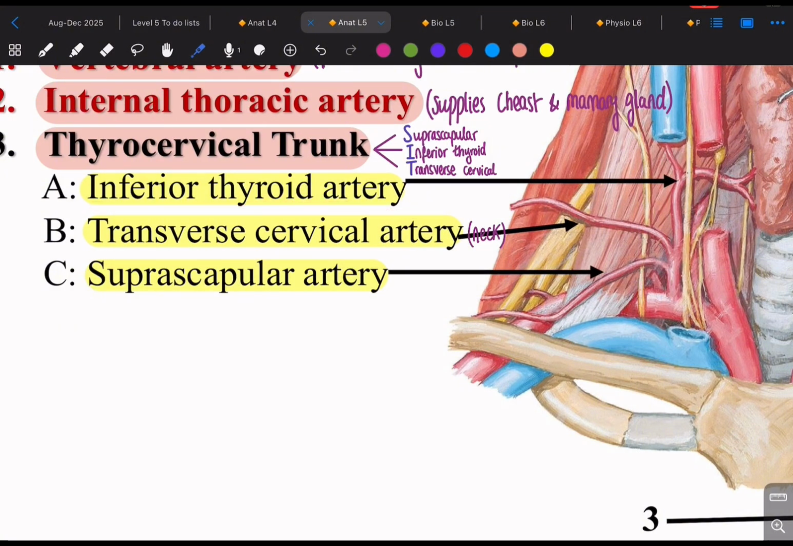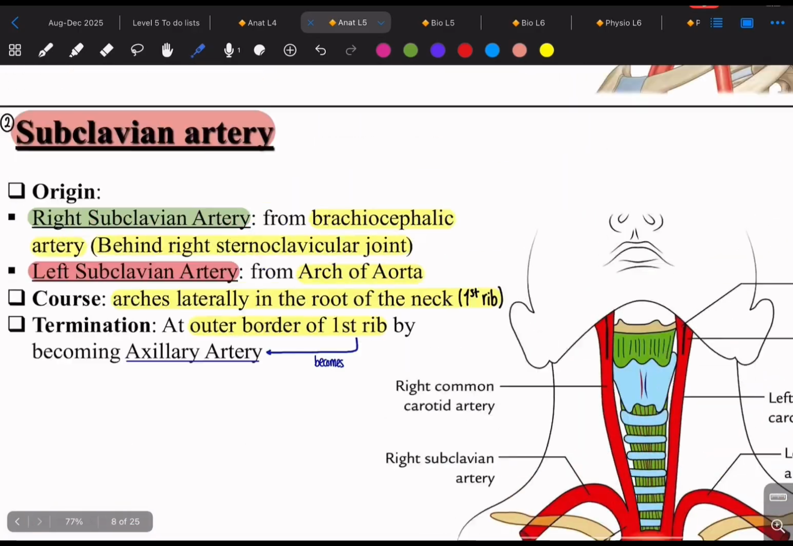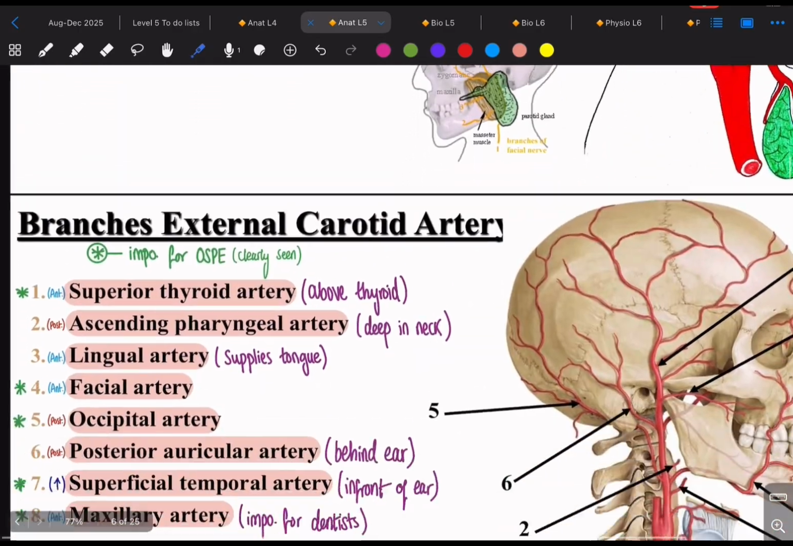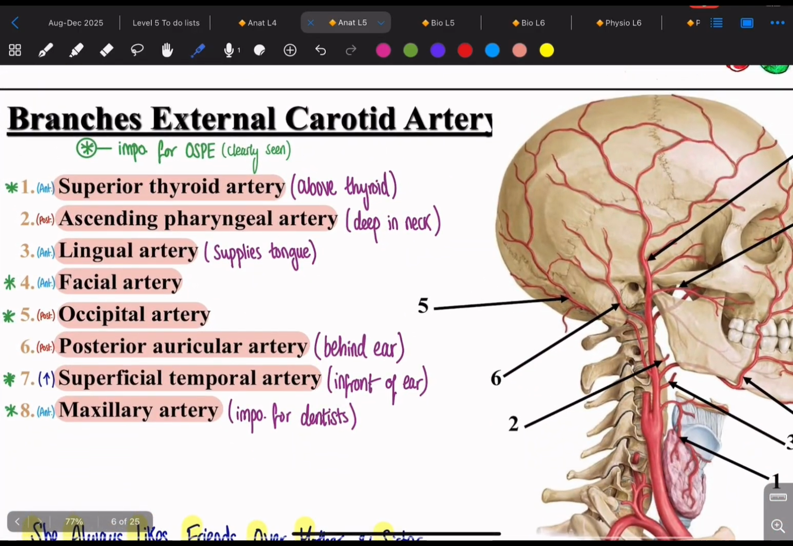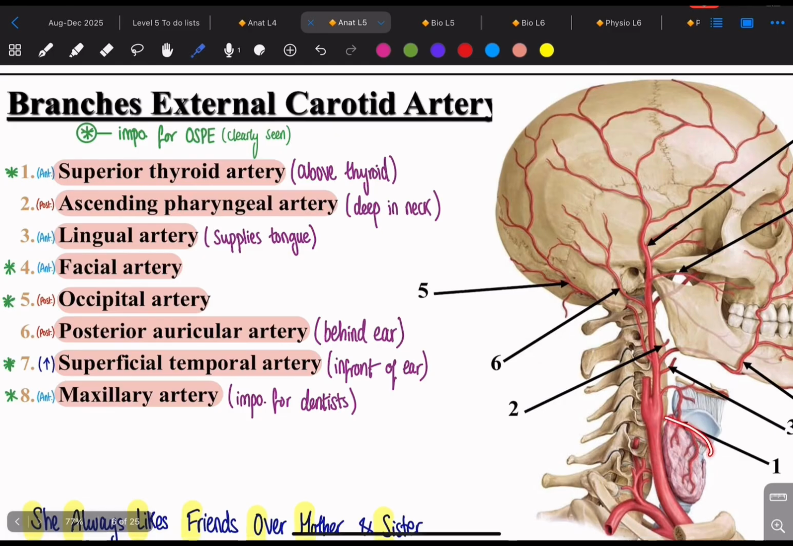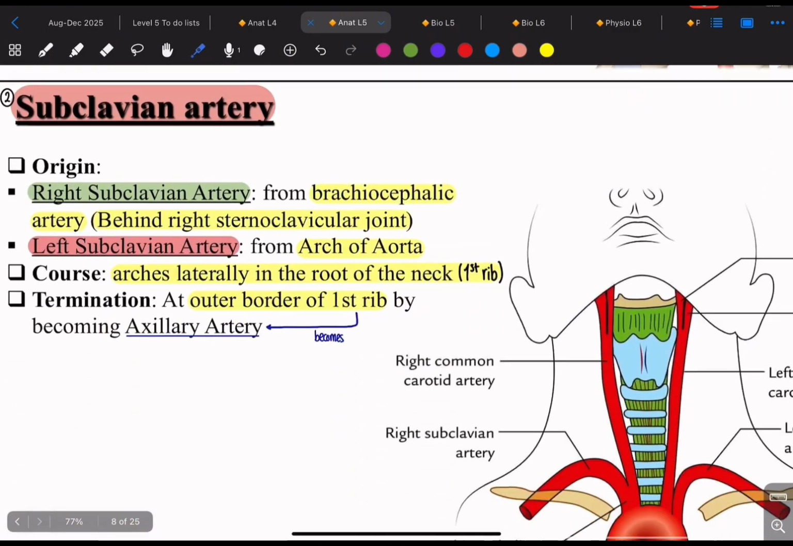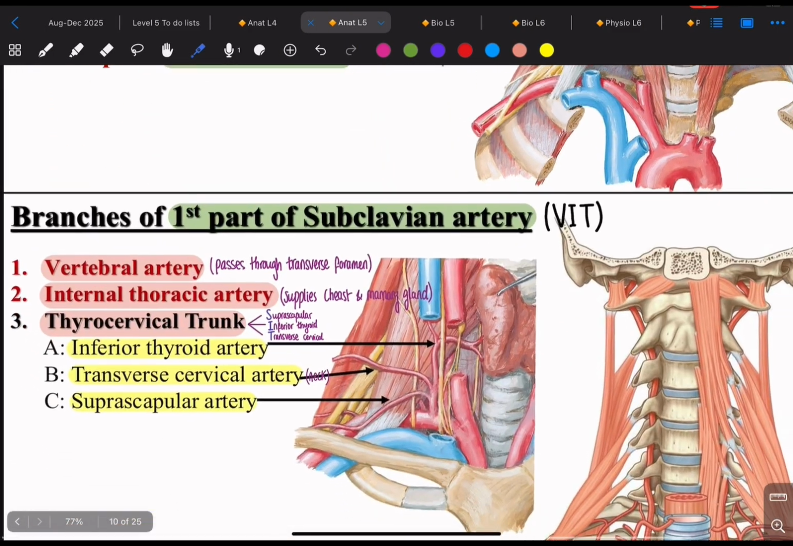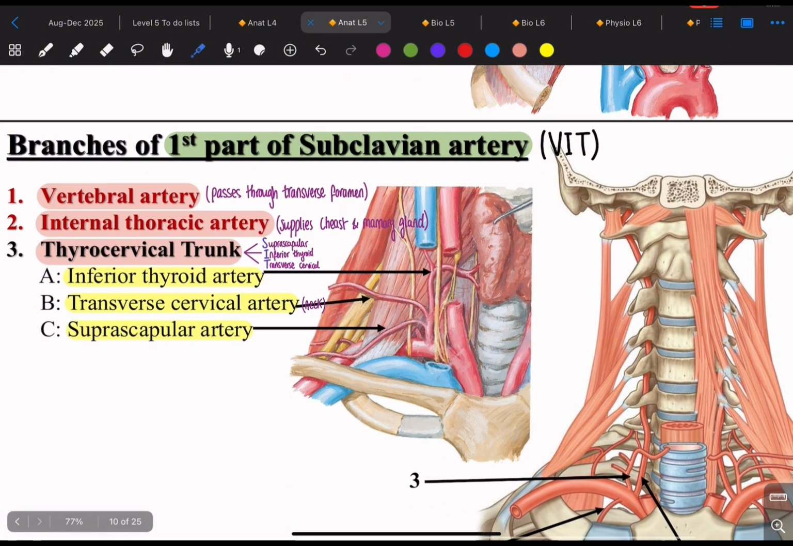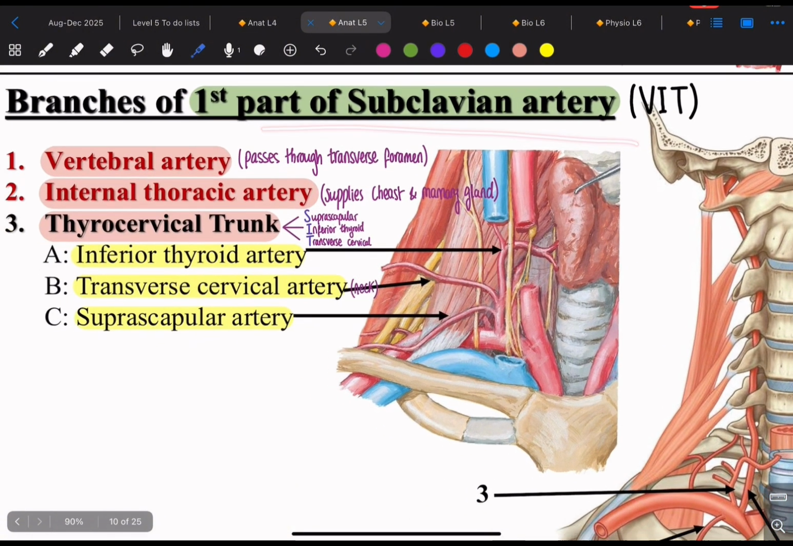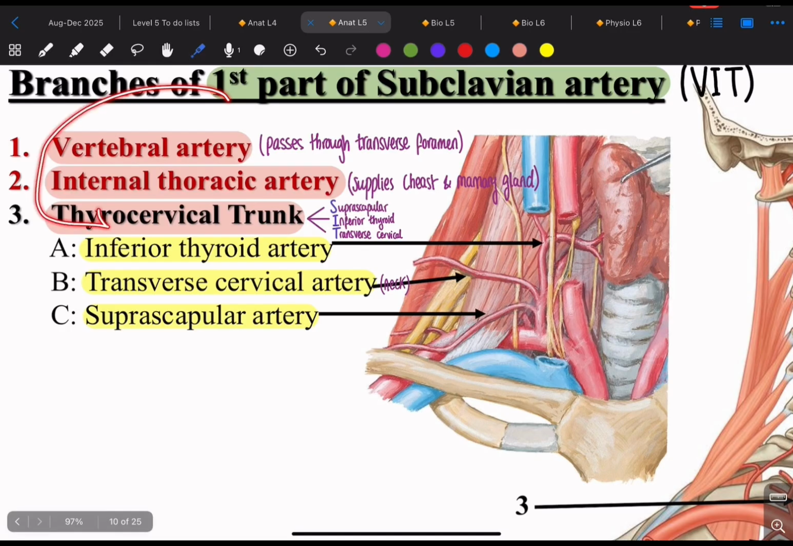If you remember, we talked about the superior thyroid artery among the branches of the external carotid artery. We said the first branch goes to the thyroid gland, right? And we said it's known as the superior thyroid artery. So this is going to supply the superior part. We need another artery to supply the inferior part. So who's going to give us that branch? It's going to be the first part of the subclavian artery, specifically from the thyrocervical trunk. It's going to give us the inferior thyroid artery, which is going to supply the inferior part of the thyroid gland.